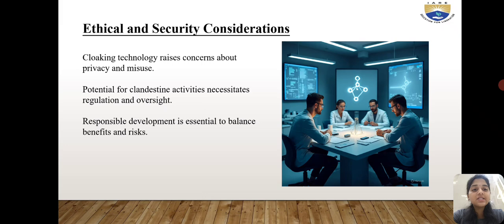Ethical and security considerations. Cloaking technology raises concerns about privacy and misuse. The potential for clandestine activities necessitates regulation and oversight. Responsible development is essential to balance benefits and risks.